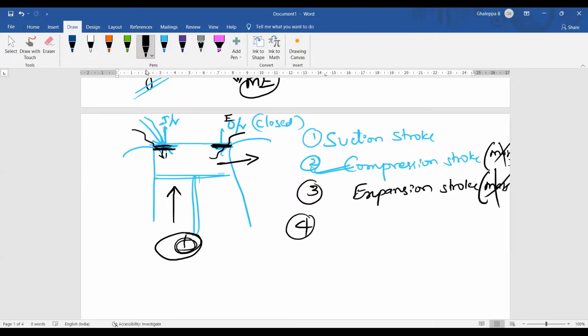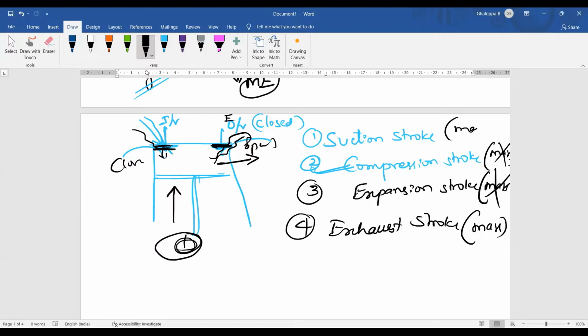But in the exhaust stroke, the inlet valve will be closed and the exhaust valve will open. So gases will go outside. So mass is going outside. There is an exchange of mass. So exhaust stroke, mass exchange. Suction stroke, mass exchange. You have to be careful, my dear students.